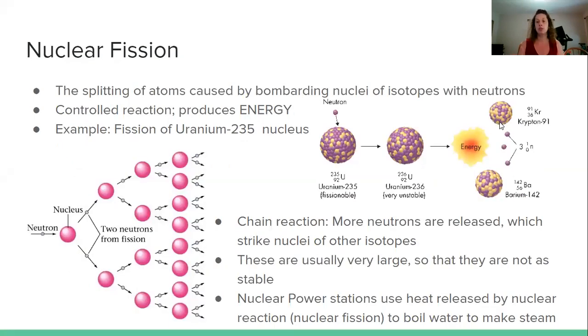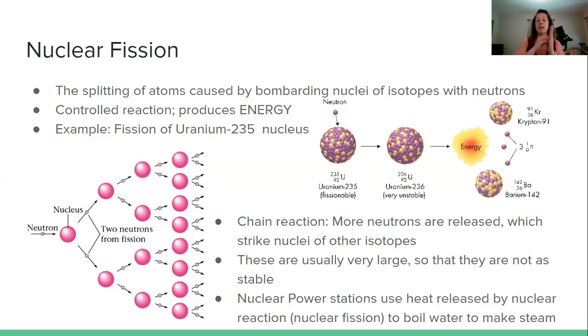So we're going to talk about 2 different types of nuclear reactions today. We're going to talk about nuclear fission, and we're going to talk about nuclear fusion. When we talk about nuclear fission, we're talking about the splitting of an atom. The nucleus is bombarded by neutrons. So you take a neutron and it is shot at the nucleus of an isotope.